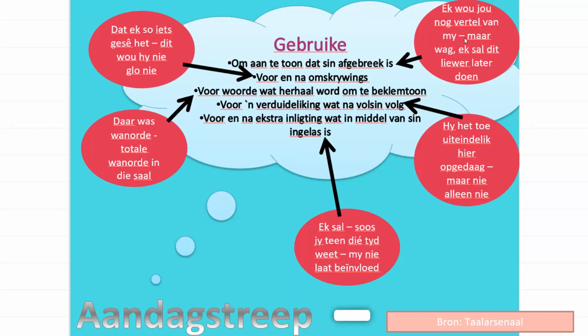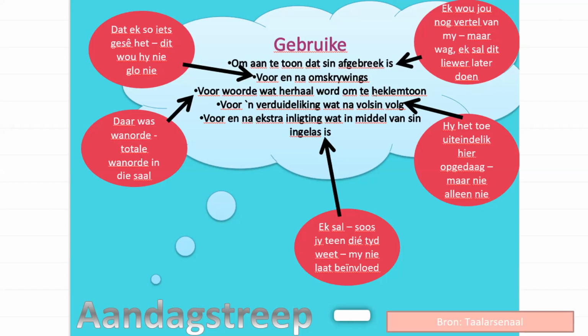If you look here, this person gave an example there. Ek wou jou nog vertel het, maar, and then the dash, wag, ek sal dit liewer nie nou doen nie, of so ietsie. So you see the sentence was cut short and then they put another information in there. Then voor en na, and if you look at it here, dankie dat ek so iets gesê het. Then the dash, dit wou hy nie glo nie. So it was given extra information there.